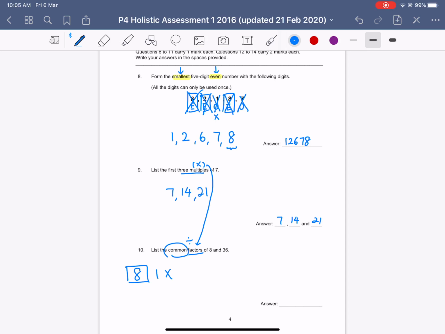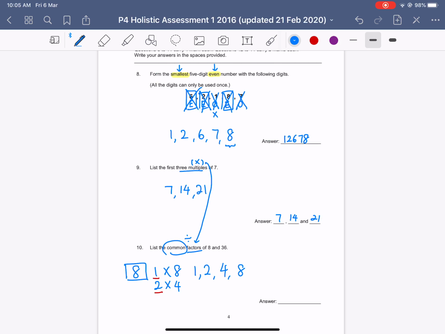We have 1 times 8, 2 times 4. You notice I go by ascending order. And when we carry on, we could have 4 times 2, which is about the same. So all the factors are out: 1, 2, 4, and 8.